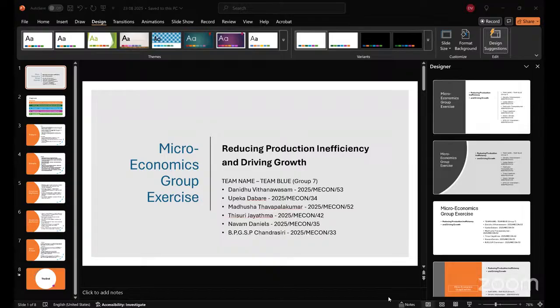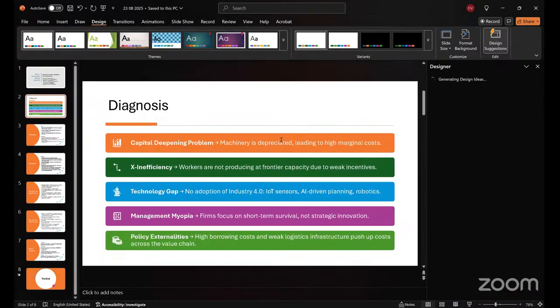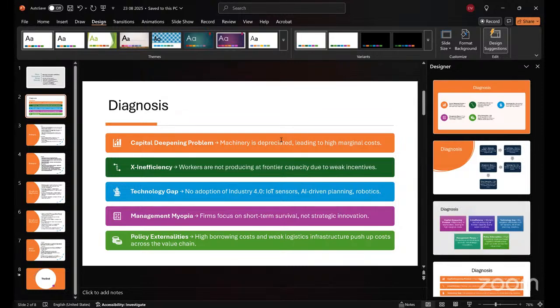Professor, this is group number 7. We'll be going next. Okay, so let me start with a simple picture. Danidu, can you move to the second screen? Okay, so let me start with a simple picture here.